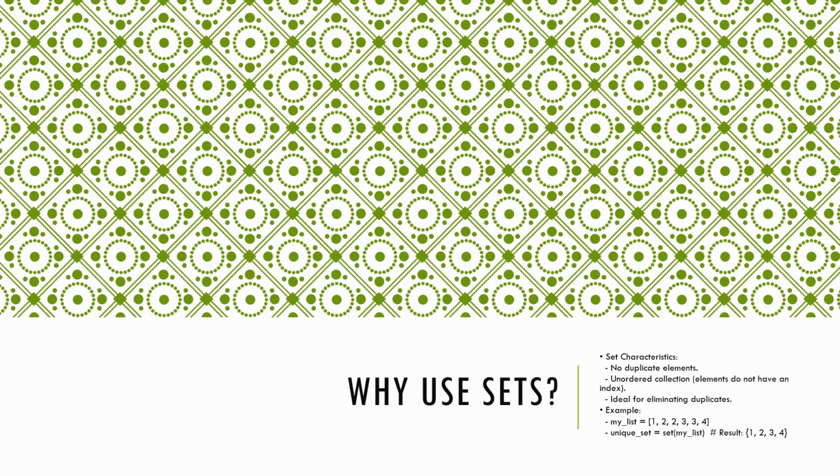So, why should we use sets? First, sets automatically eliminate duplicate elements. Sets don't maintain any order, which makes them perfect for situations where you just need to check for unique values. For example, if you convert a list like 1, 2, 2, 3, 3, 4 to a set, the result will be 1, 2, 3, 4, removing all duplicates. This makes sets particularly handy when you are working with large amounts of data.